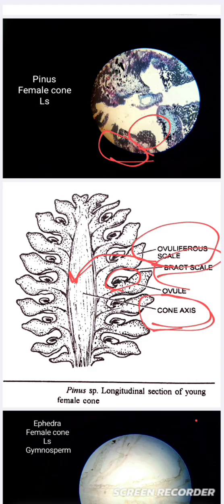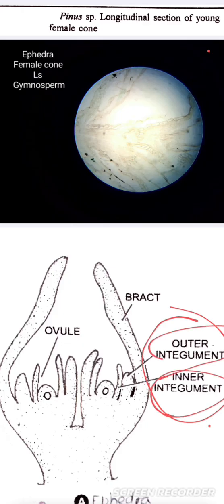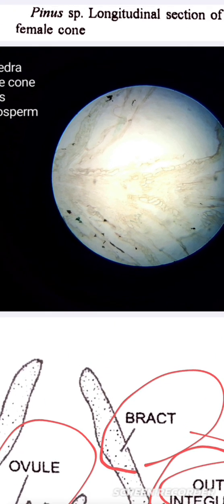After the female cone of Pinus, we are going to discuss the female cone of Ephedra. The female cone of Ephedra bears a megasporangium which is bitegmic. That means two integuments are present, outer and inner. There is a bract outside these integuments. The integuments cover the ovule which bears the archegonium and the female gametophyte. So these are the integuments having the bract outside them.